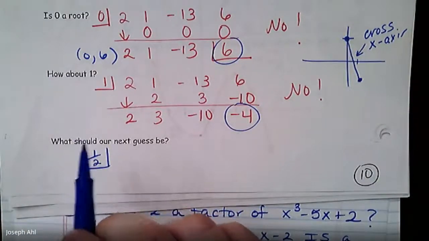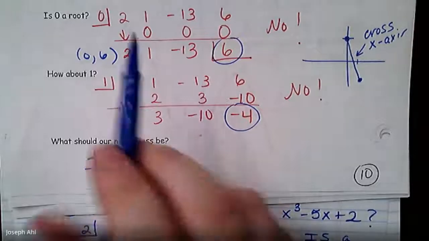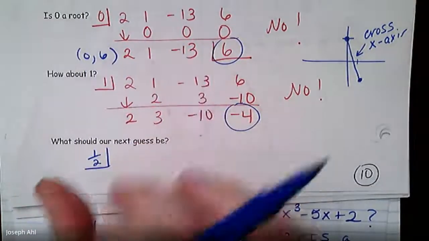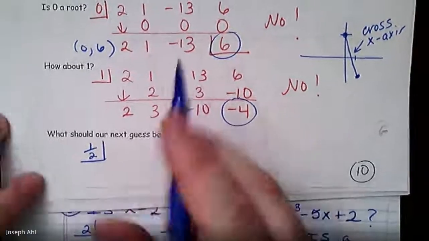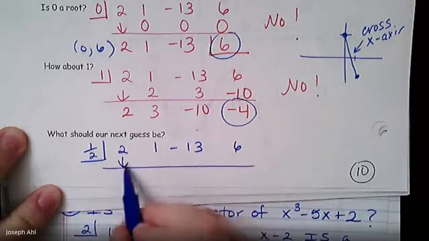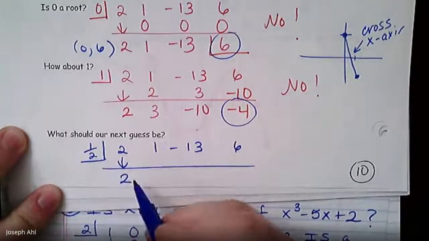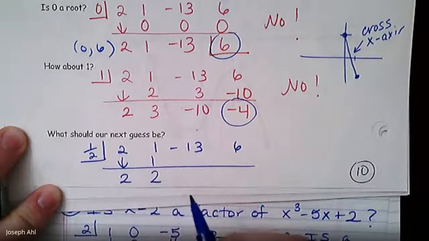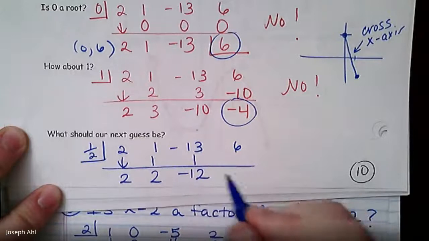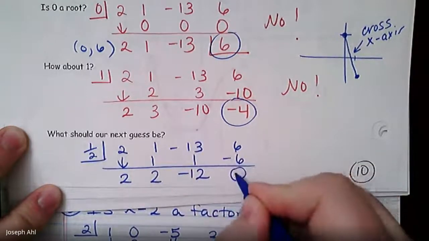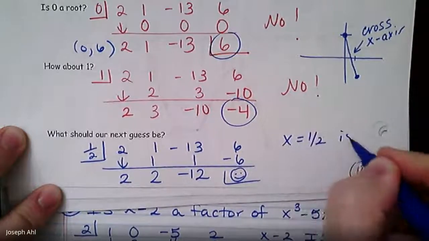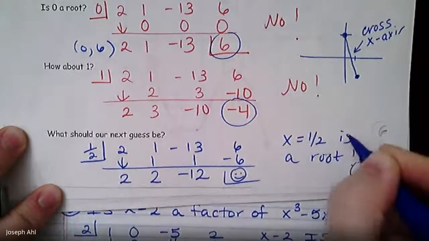Okay, so for example, if I got a negative remainder for 1/2, then I know that the root is somewhere between 0 and a half. So I can maybe narrow it down from there. Well, let's try what happens with 1/2 as our next guess. Bring down the 2. Half of 2 is 1, plus the 1 above it is 2. Half of 2 is 1 again, plus -13 is -12. Half of -12 is -6, plus 6 is 0 to save the day. So x equals 1/2 is a root of this polynomial.